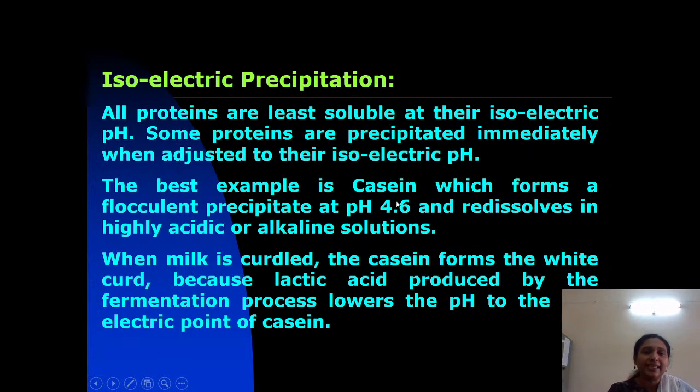For example, take casein. Casein is the milk protein. Its isoelectric pH is 4.6. That means it forms a precipitate at 4.6 and redissolves in acidic or alkaline solutions. At 4.6 casein is precipitated, and the precipitate is redissolved either when you decrease the pH, bringing it to acidic pH, or when you increase the pH, bringing it to alkaline pH. That redissolves the precipitated protein, casein.